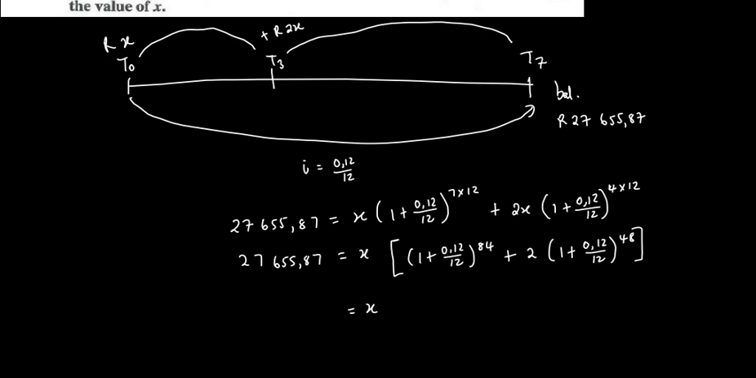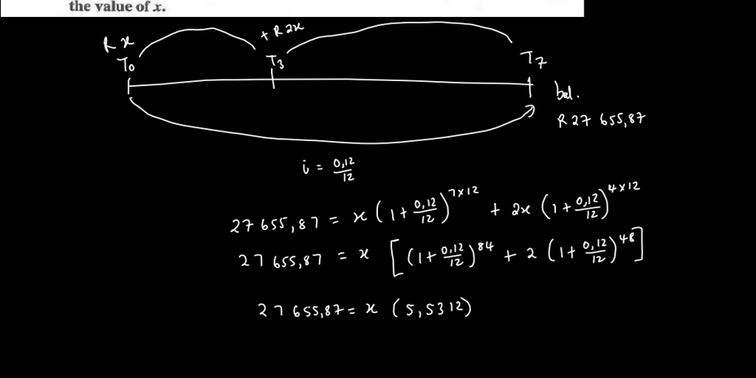So you have 84, and then you have plus 2 into 1 plus 0.12, that is 12 divided by 12, into 48 there. So you're going to get 5,5312. I'm going to round off to 4 decimal digits because it's not the final answer.